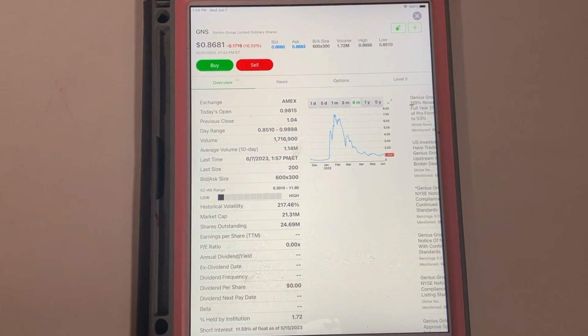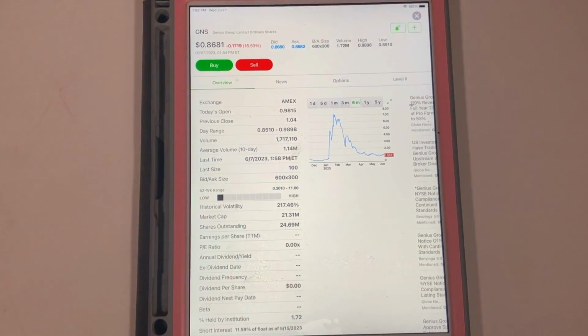Today we're going to be looking at GNS Group Limited, GNS. We're going to do a quick research on this company. It's a meme stock, and I would like to look at it and let us know if this is a stock that is good for the long term. You can also learn how to do stock research based on this. Okay?